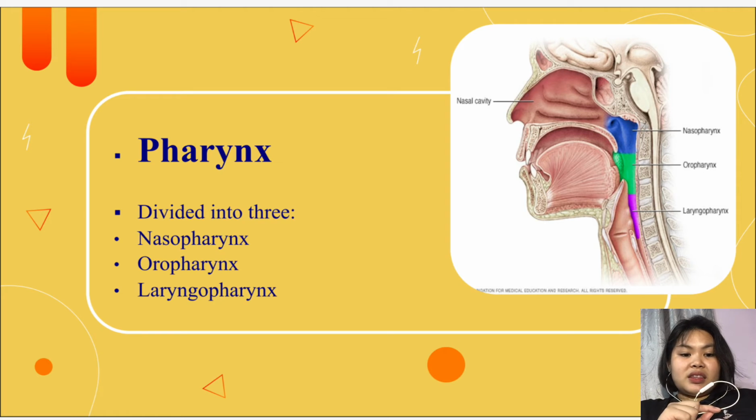Lastly, the laryngopharynx, also referred to as the hypopharynx. It is the most caudal portion of the pharynx, and it is a crucial connection point through which food, water, and air pass. Specifically, it refers to the point at which the pharynx divides anteriorly into the larynx and posteriorly into the esophagus.